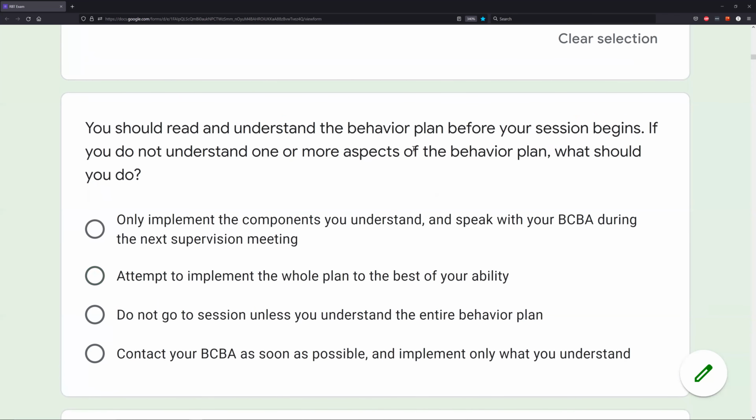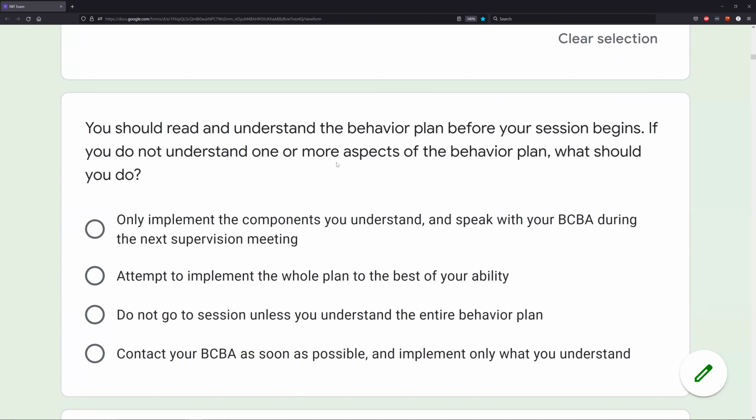You should read and understand the behavior plan before your session begins. If you do not understand one or more aspects of the behavior plan, what should you do? Happens all the time. Nothing at all to be ashamed of. It's nothing to be embarrassed about. You need to be asking questions. Good RBTs are constantly asking questions, constantly asking why, constantly wondering, what are we doing this for? What's the purpose? Okay. Questions.